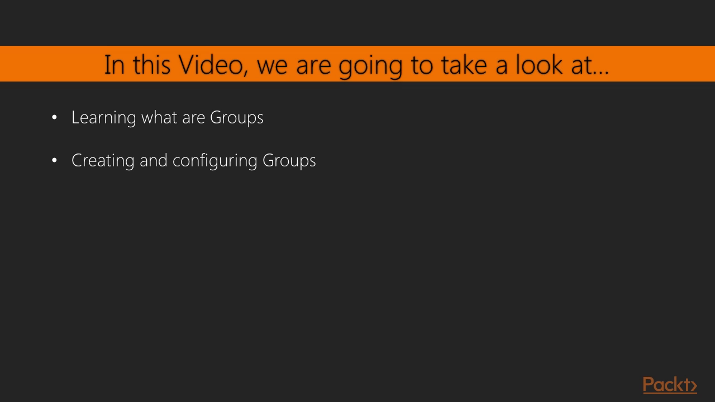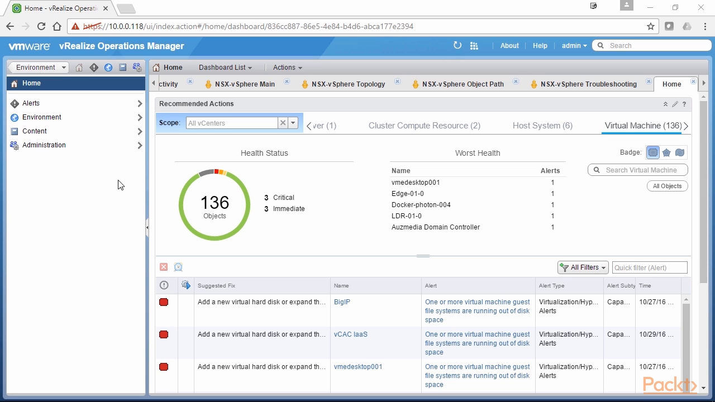In this video, we're going to have a look at what are groups and how to create and configure these groups. Groups in vRealize Operations Manager are exactly what they sound. They're a group of objects. Now, we can put any type of object into a group, but a group itself becomes an object, and we're able to manage metrics and workload and capacity and all the rest of it that it grabs as a combination of all its child objects.